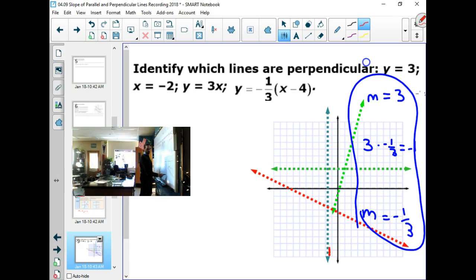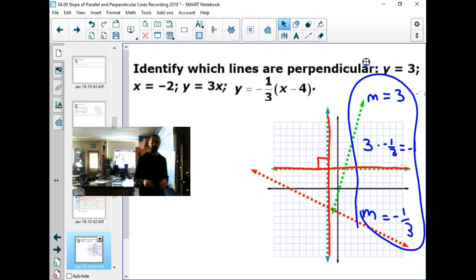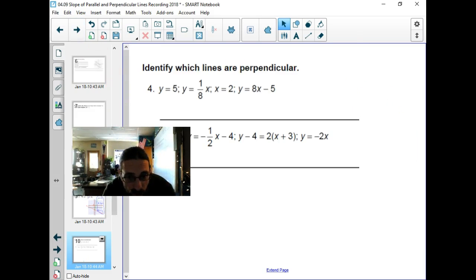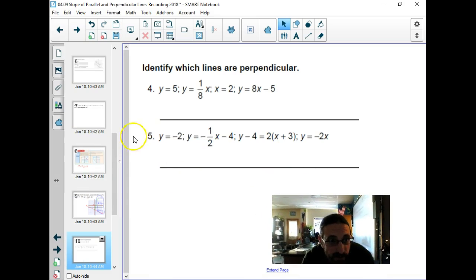And of course, this is a vertical line. This is a horizontal line. So these form a right angle, and they are also perpendicular. Now, try that one on your own.